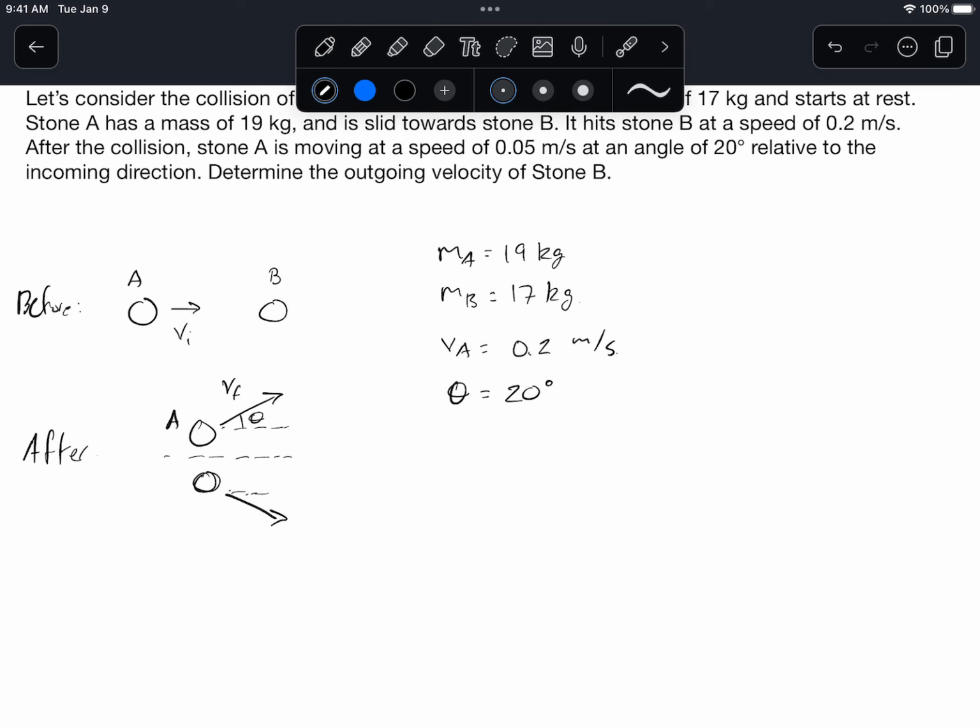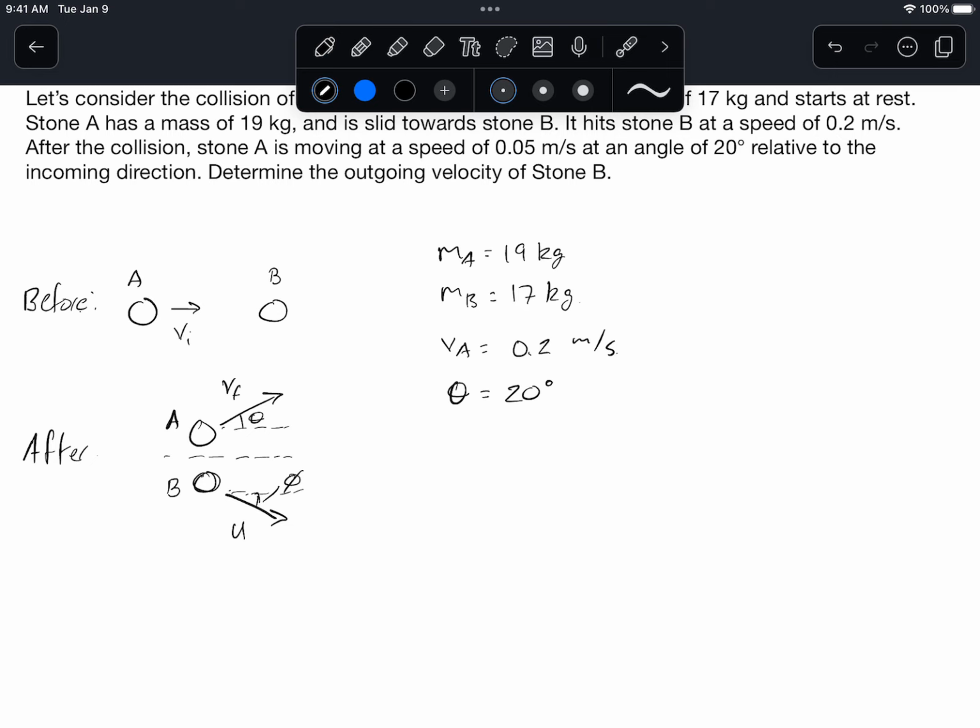And we're not really sure what this velocity is or what this angle is. So let's call this angle phi, and let's call this velocity u. That's the velocity of stone B after the collision. So let me write this a little bit nicer here, before and after.